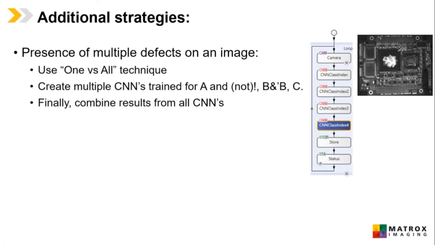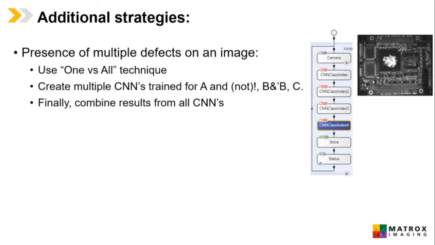And once we train that, we have one CNN. And then we do that for, again, all the different potential defects in the image. And at the end, we combine all of them, and then we have the result of the presence or absence of multiple types of defects on the same image.